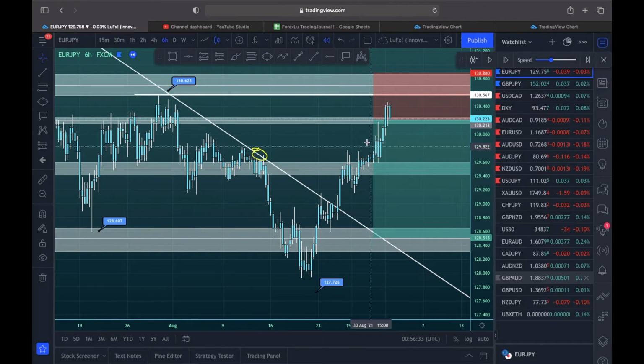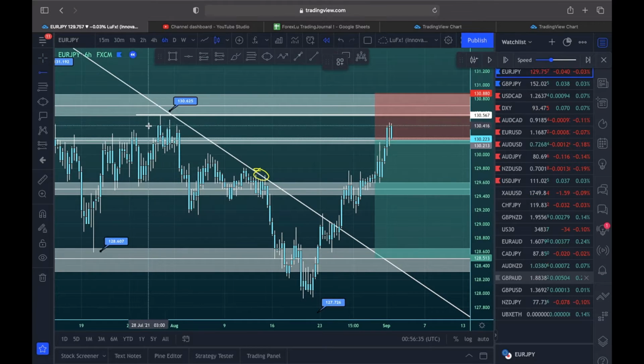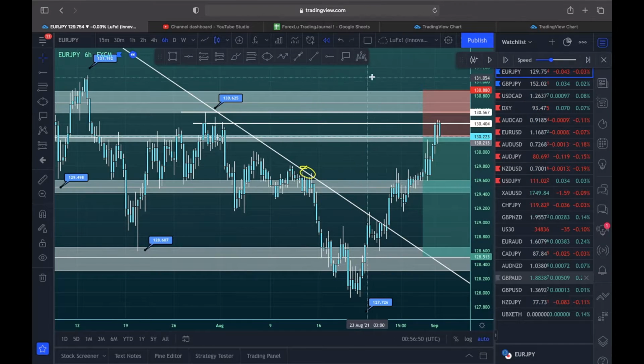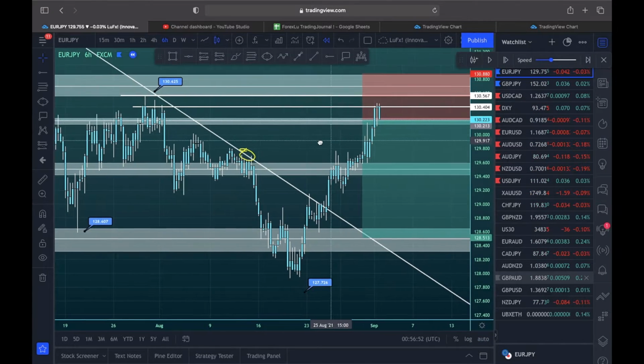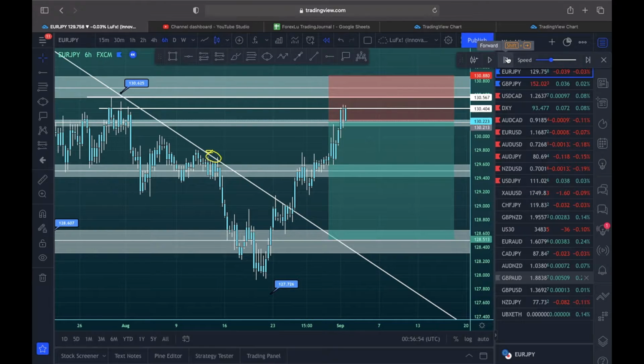So at first I was looking to get in around here, because I was thinking that price is just going to get up here and reject, not come up here and hit the top of this wick and then fall. So this is where I was looking to get in originally, but I didn't. So let's just see what happened.